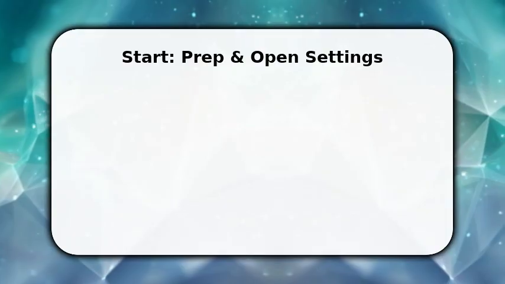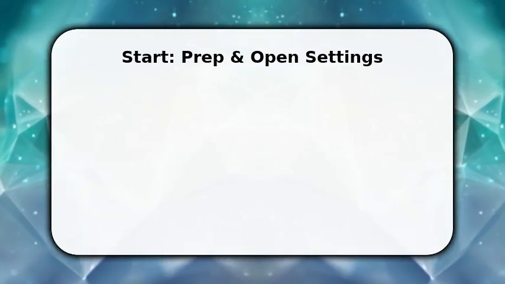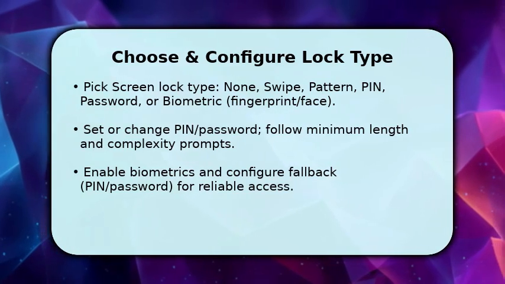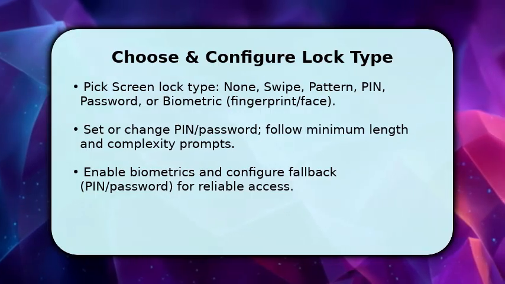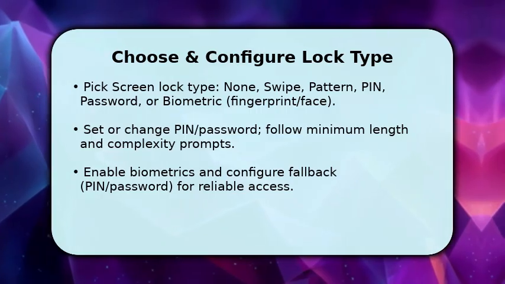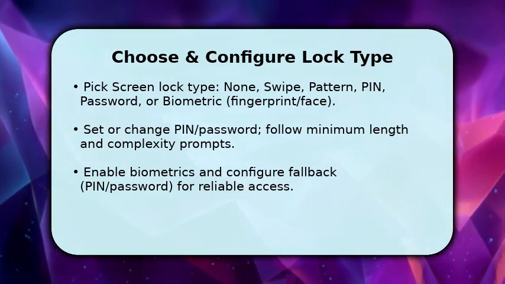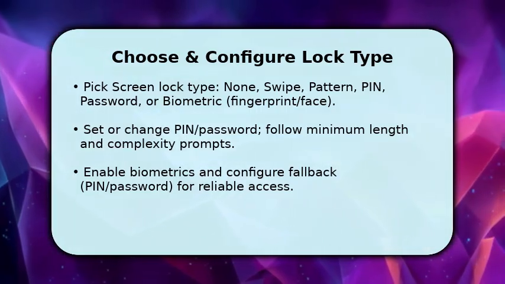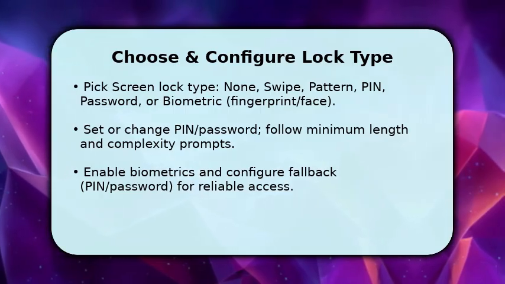Next, choose the lock method that balances convenience and security for you: pattern, PIN, password, or biometrics like fingerprint or face unlock. Tap your preferred option and follow the on-screen steps to create or update credentials. Phones enforce minimum length or complexity, which helps protect your data.